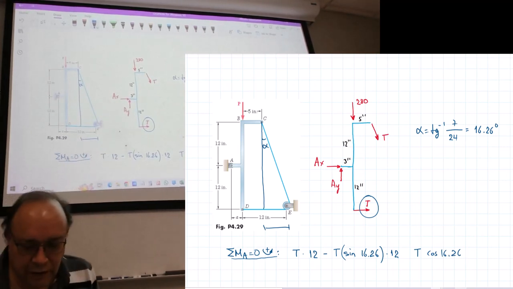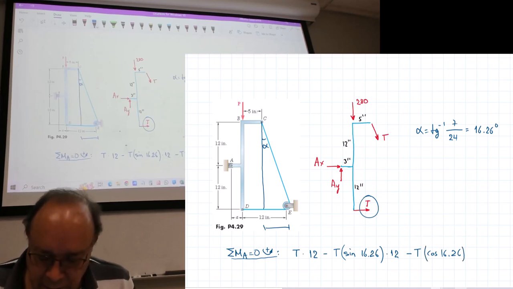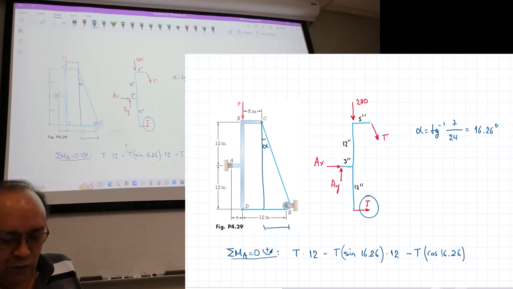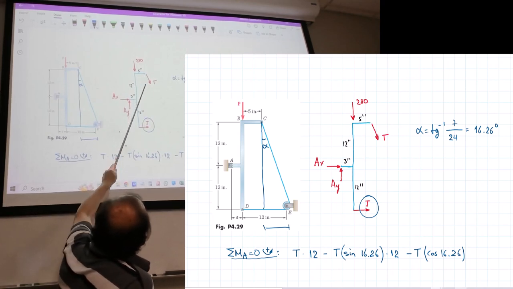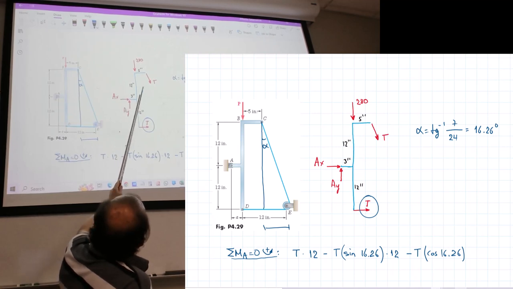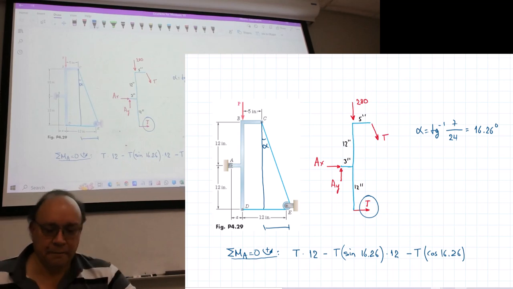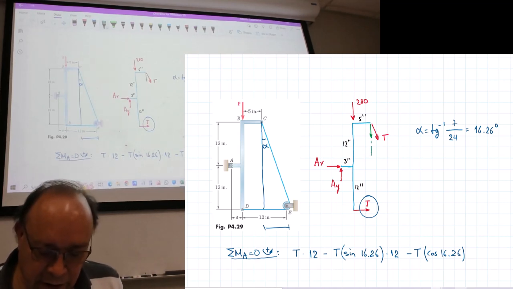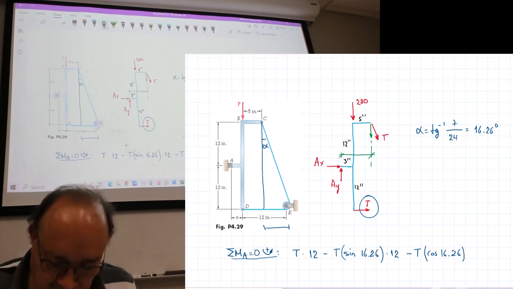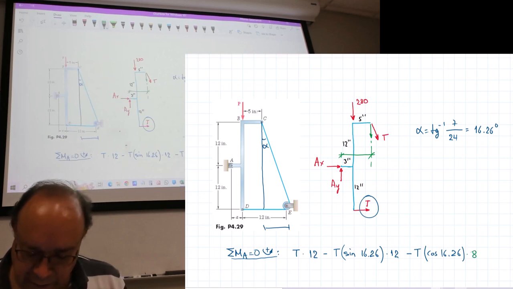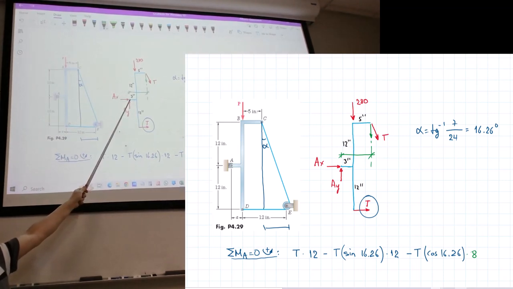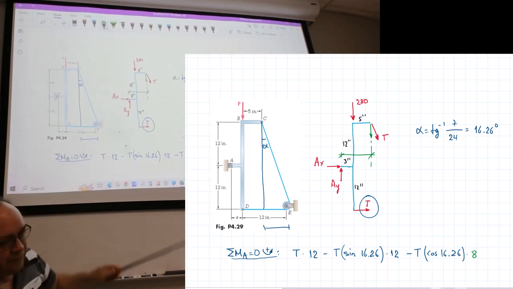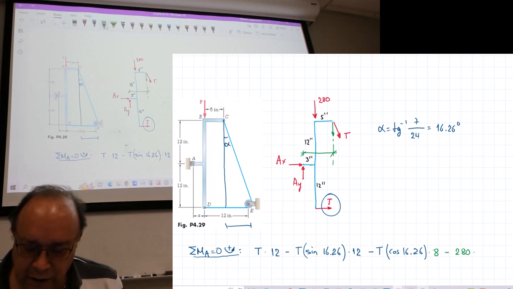Yes, negative. Times what distance? What distance do you get there? I'm doing the vertical, right? What is the distance from this force to this point? 5 inches. 8, right? 5 plus 3. Yeah, I'm talking about this vertical component here. So the distance is all this distance. So we say 8 times 8. Any more forces with respect to point A that produce moment? The 280, and it is negative. Minus 280 times what? 3, right? No more forces, equal to 0.